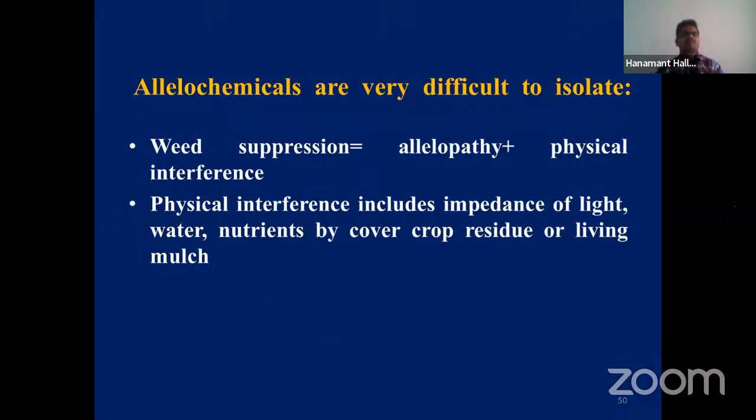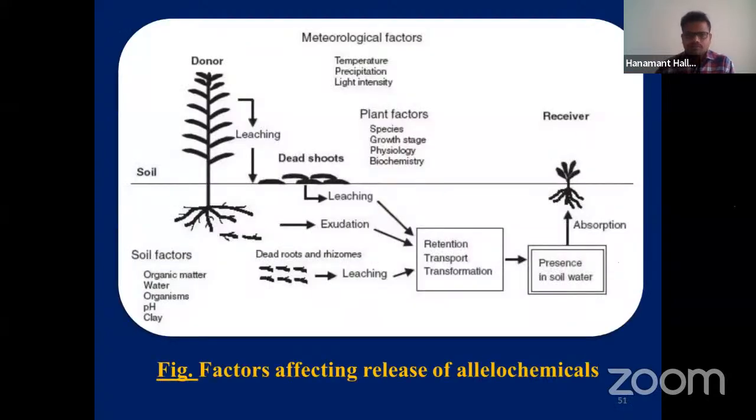So allelochemicals are very difficult to isolate. As I told, weed suppression we can get mainly from allelopathy and to some extent from physical interference. Physical interference includes impedance of light, water, and nutrients by cover crop, crop residue, or living mulch. These are some of the meteorological factors that affect the release of allelochemicals in particular plants: temperature, precipitation, and light intensity.